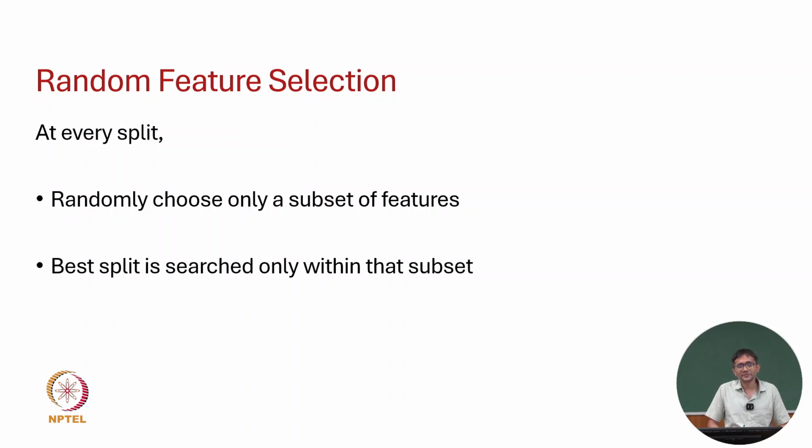This is the same thing happening here. At every split, we are not allowing all the features to appear, such that the dominating features don't always take the main role. Otherwise, even if we are training different decision trees, they may end up looking similar.